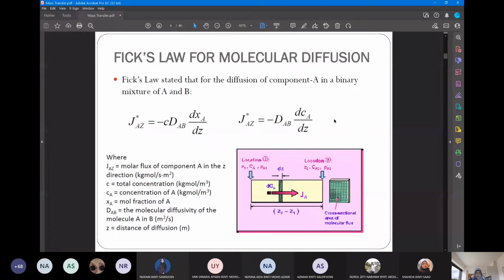Fick's law for molecular diffusion. I guess that some of you are still confused regarding Fick's law. Fick's law is the basic theory when you talk about molecular diffusion. It is derived from the original equation. The original equation is in the mole fraction form. So this is your original equation.